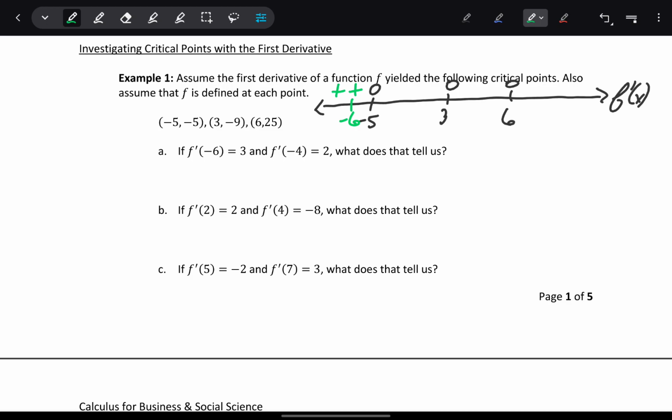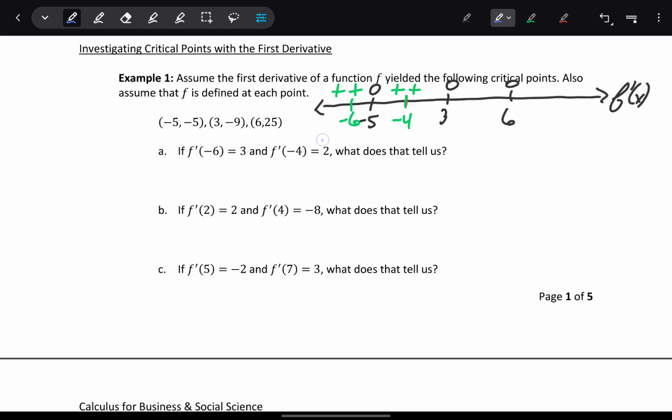We're told that f prime of -4 is equal to positive 2. So again, our function is positive on that entire interval. Meaning we know that over this interval, our function is increasing the entire time, but the first derivative equals 0 at -5. In this case, though, we don't have a maximum or minimum.